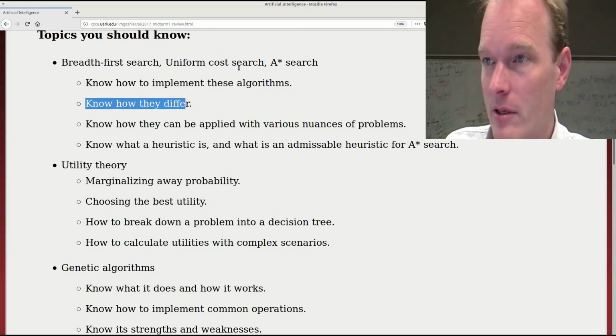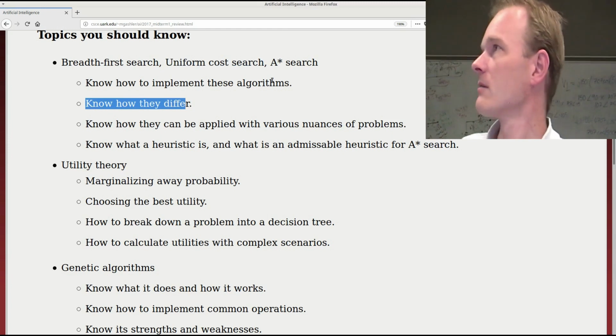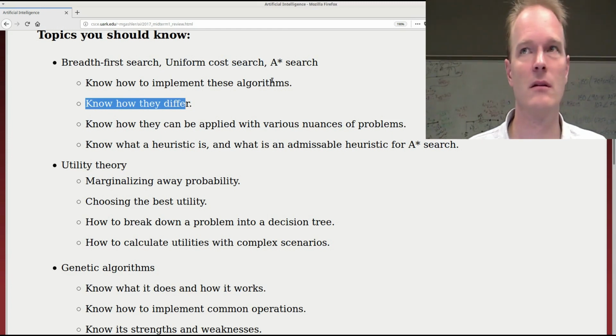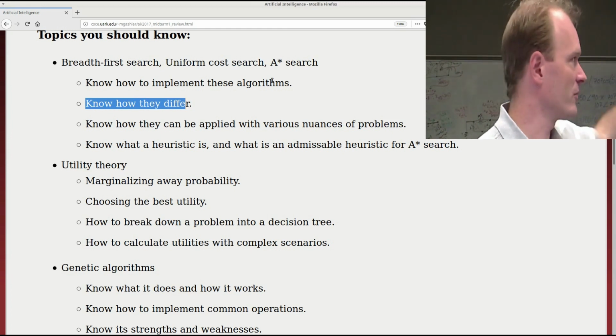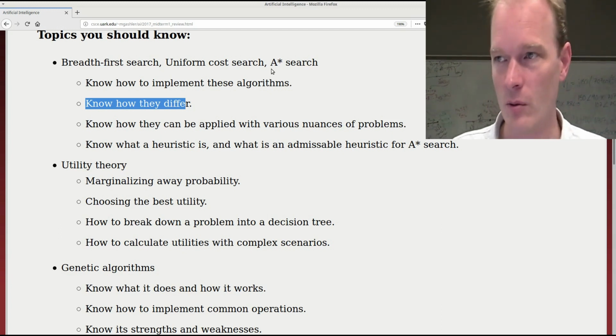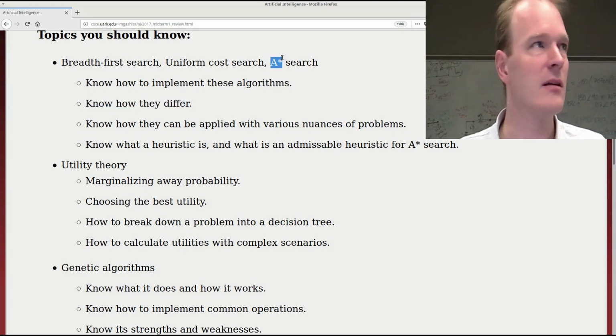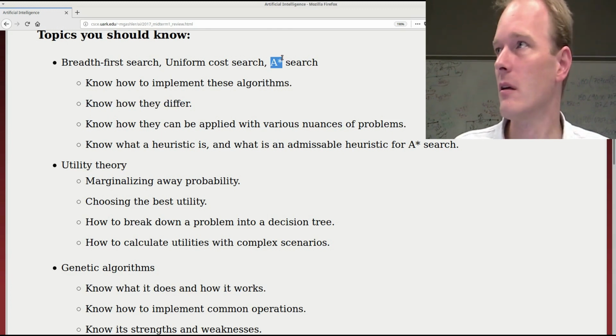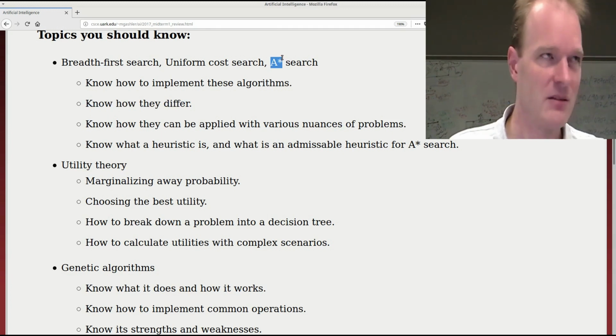Know how they differ. You should know what a heuristic is. Do you know what a heuristic is? Should I repeat that? Best guess. It's just something that helps improve the algorithm. There's one rule with the heuristic in A star. What is it? Yeah, don't overestimate. Just underestimate it.